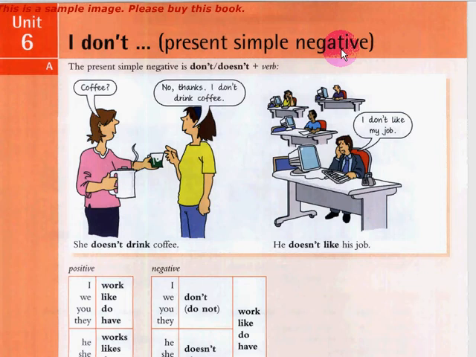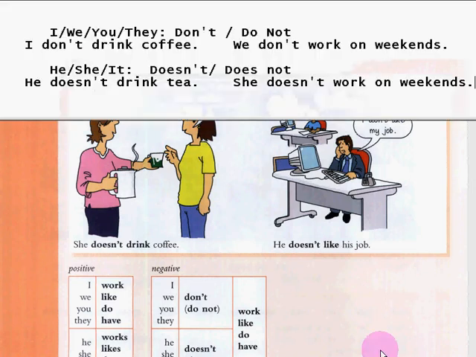Now, we studied that the present simple negative is don't or doesn't plus the verb, right? And for the words I, we, you, and they, we use the words don't or the long form do not. For example, I don't drink coffee. We don't work on weekends.